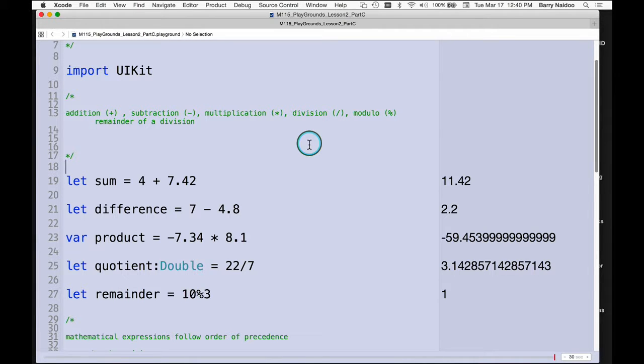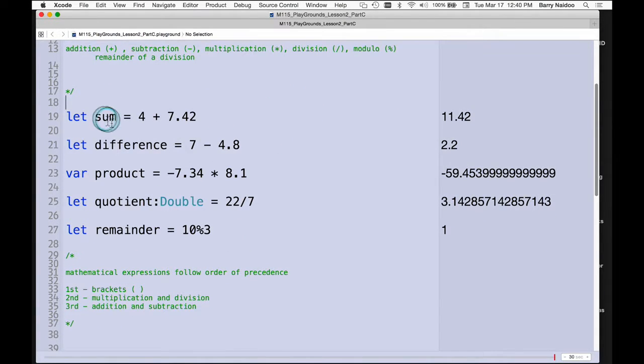Let's take some examples. In this statement, I'm defining a constant called sum, and I'm adding two numbers, an integer value and a double value. It's going to get the answer of 11.42, and since that's a double, it's then going to infer the type of sum to be double and put in the answer of 11.42.